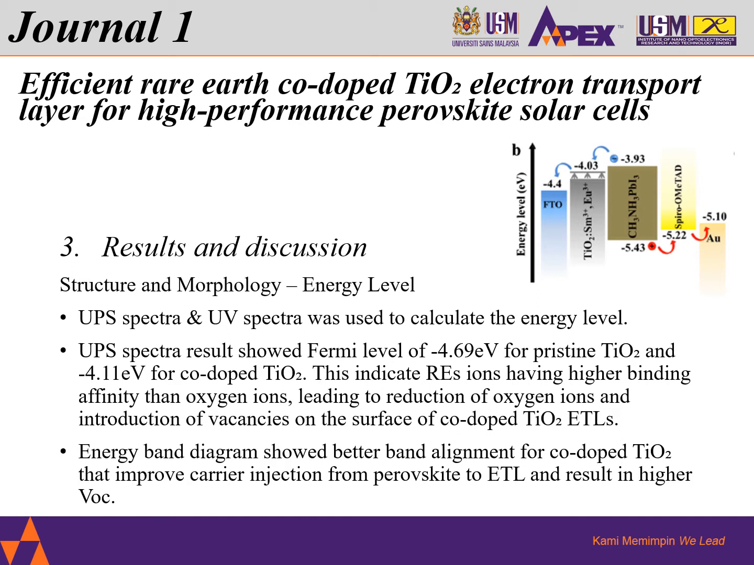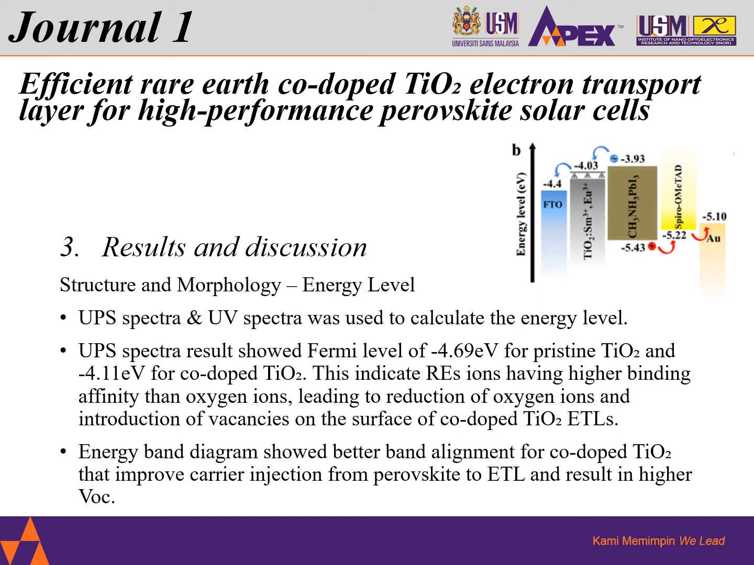About the structure and morphology, as you can see in the slide here, the energy band diagram is measured. The UPS spectra is also captured, and it shows a Fermi level of 4.69 eV for bare TiO2 and nearly 4.11 eV for co-doped TiO2. This tells us that the RE ion has a higher binding affinity than the oxygen ion. This eventually leads to a reduction of oxygen ions and the introduction of vacancies on the surface of co-doped TiO2 ETLs.